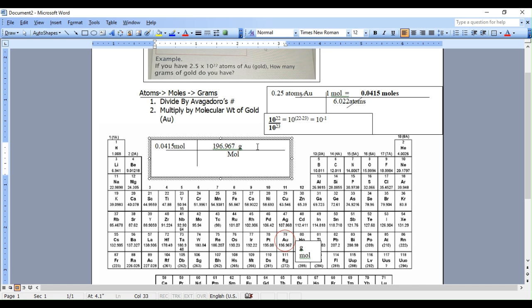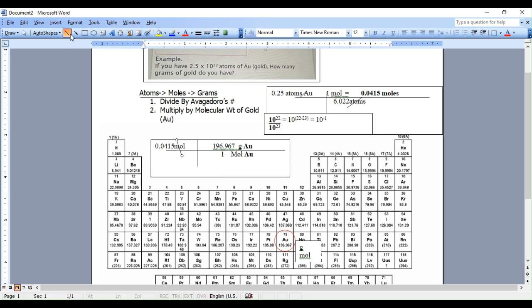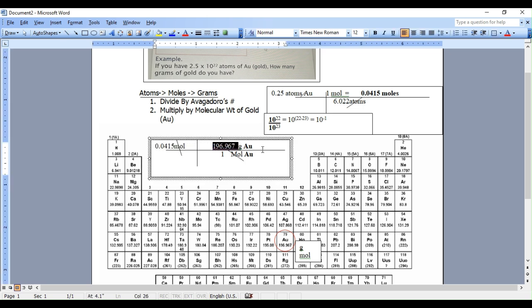So grams per mole. So now just multiply it out. So 1 mole of gold, AU, that's the chemical symbol, is 196 grams of gold. Okay. So now I can cancel the mole out, and I'm left with grams. So now 0.0415 times 196.97. I do that math, and I get 8.17, I think. Yeah, 8.18 grams.